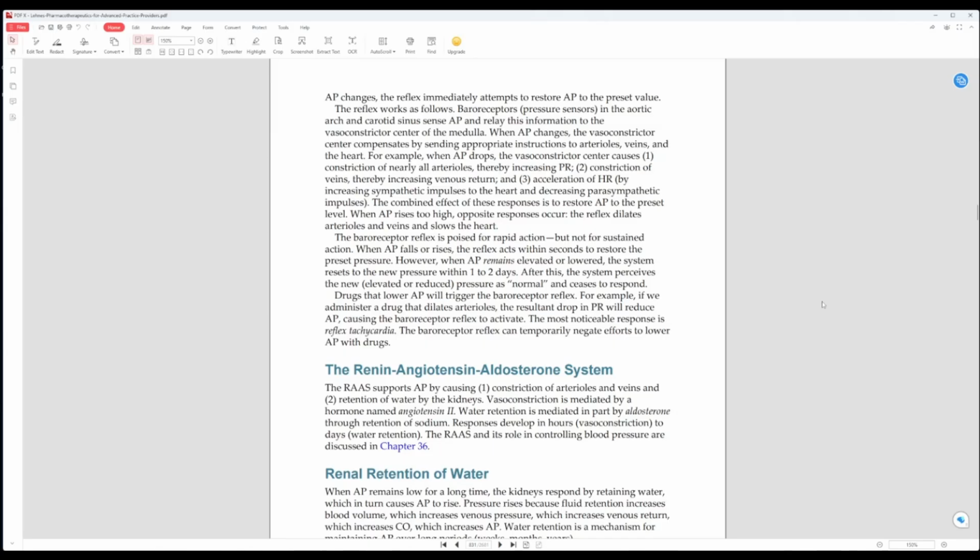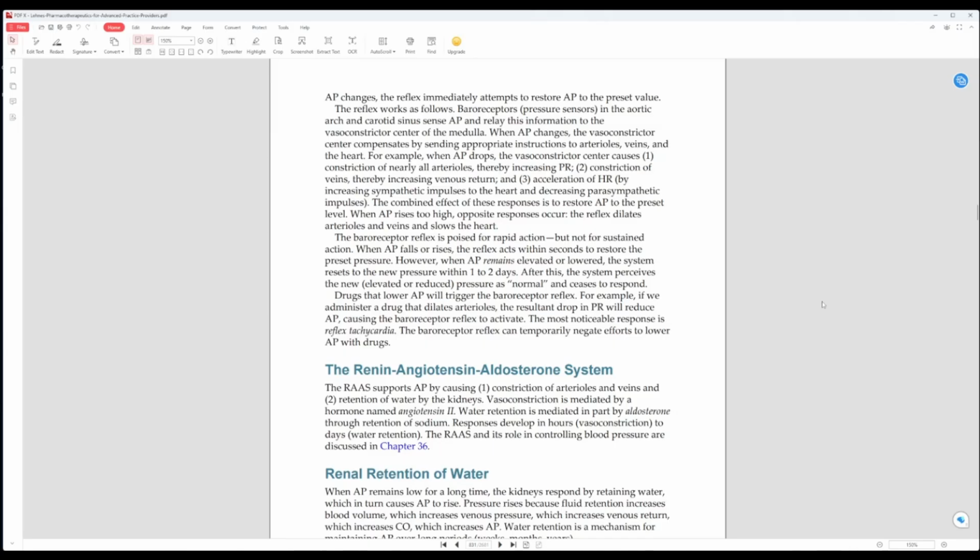When arterial pressure changes, the vasoconstrictor center compensates by sending appropriate instructions to arterioles, veins, and the heart. So, for example, when arterial pressure drops, the vasoconstrictor center causes constriction of nearly all arterioles, thereby increasing peripheral resistance, constriction of the veins, thereby increasing venous return, and an acceleration of the heart rate. And that is done by increasing the sympathetic impulses to the heart and decreasing parasympathetic impulses. The combined effect of these responses is to restore your arterial pressure to the preset level.